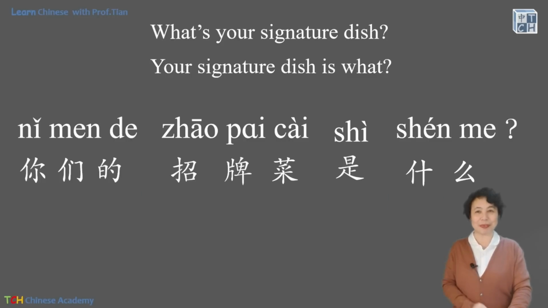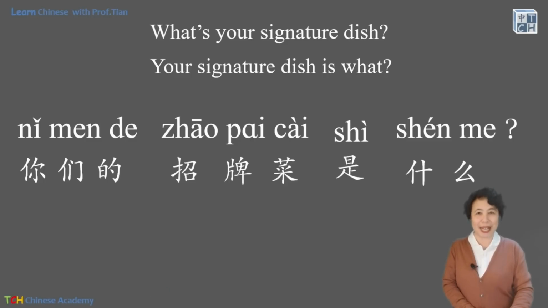Can you follow me? 你们的, both are unstressed. 你们的招牌菜是, going down. 是什么? This one is also unstressed. 你们的招牌菜是什么? This time, normal speed. 你们的招牌菜是什么?